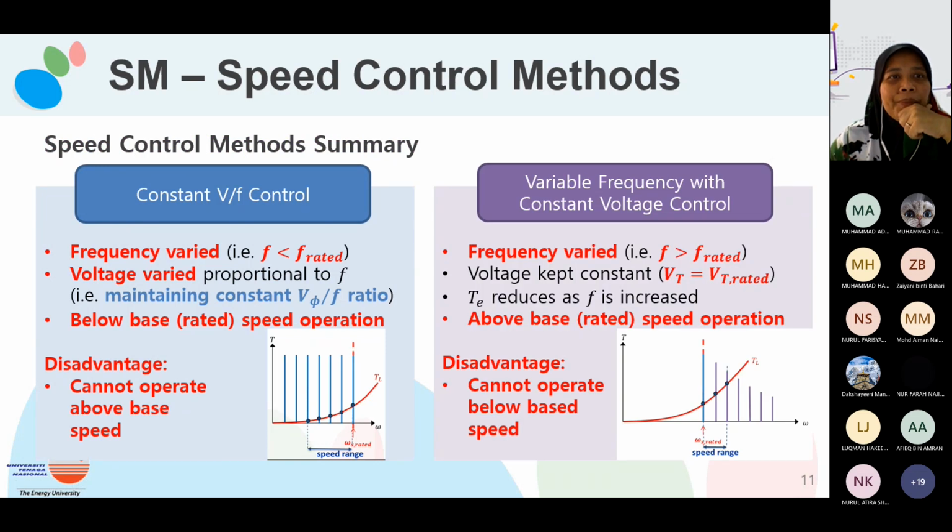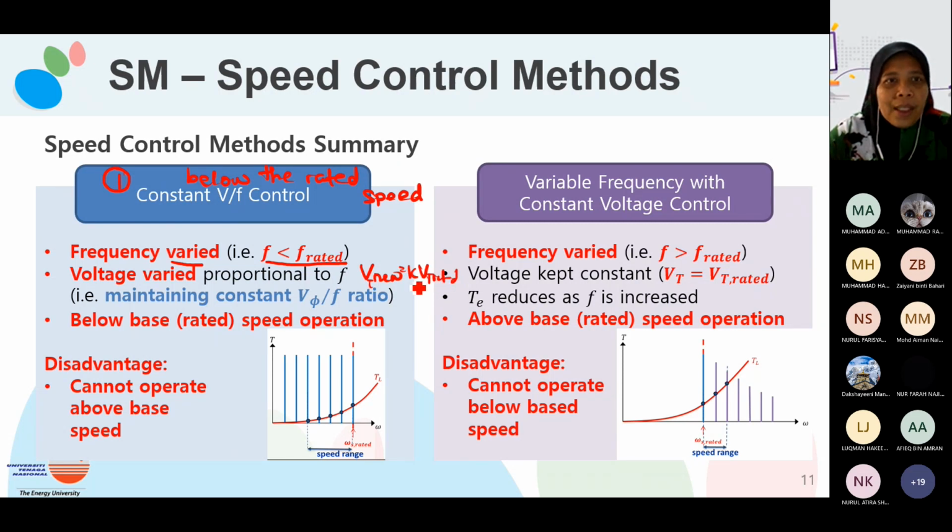So this is the summary of speed control method strategy for the synchronous motor. Okay, we have two methods. The first one for below the rated speed. Below the rated speed, you are using constant V over F control where frequency is varied and frequency must be less than rated frequency. In this case, V phase of Vt new equal to K Vt rated, and to maintain the V phase over F ratio. And dia akan operate below the rated speed je lah. Cannot more than the rated speed.